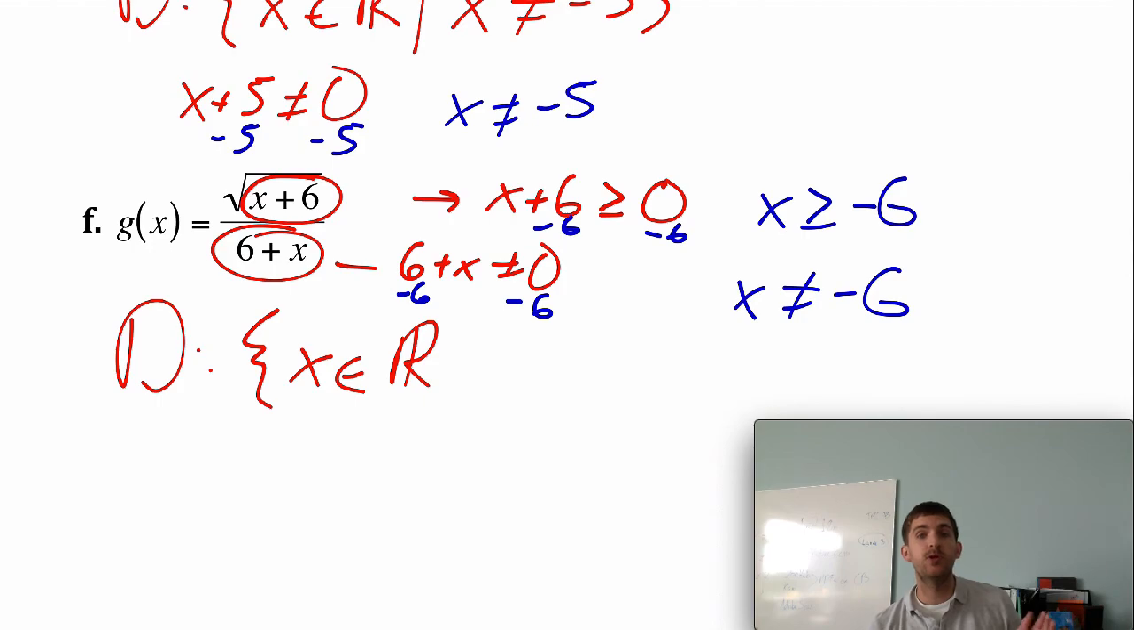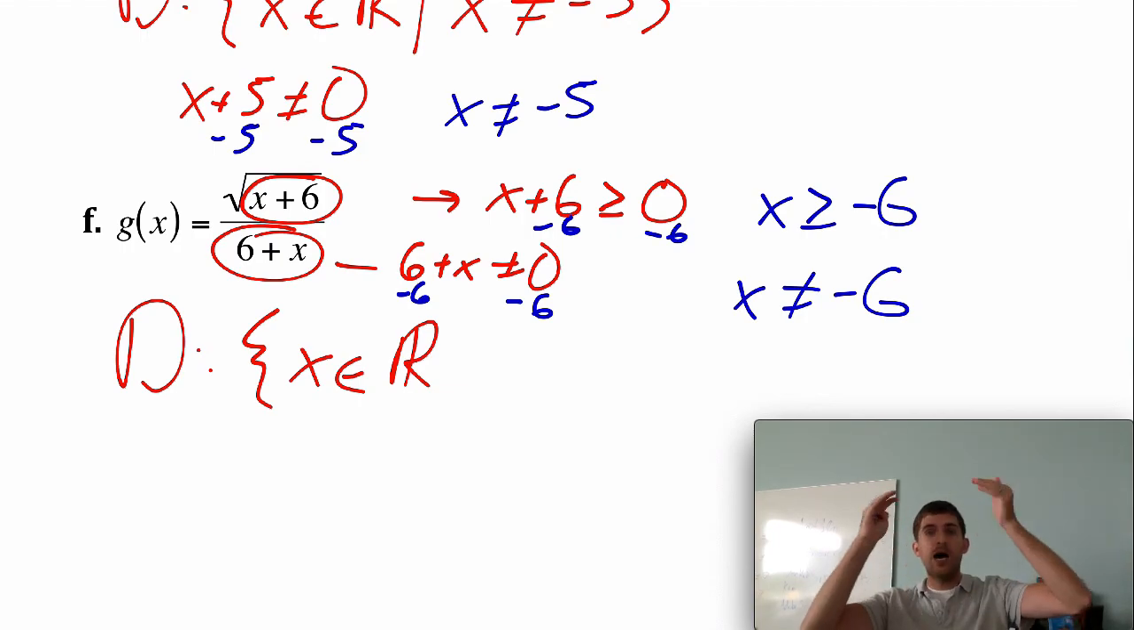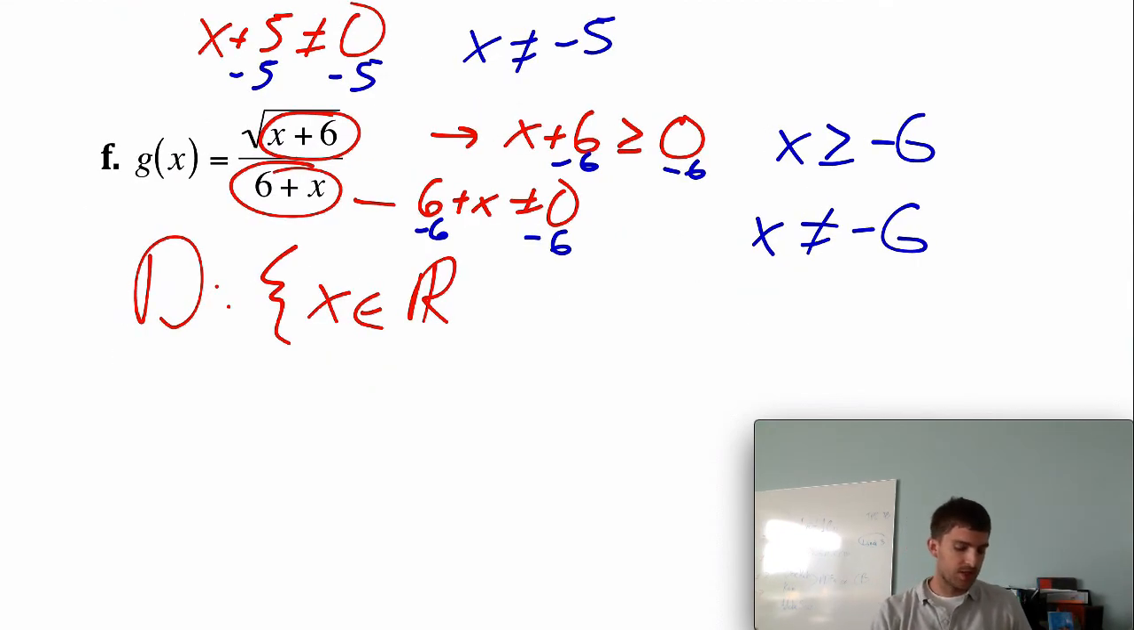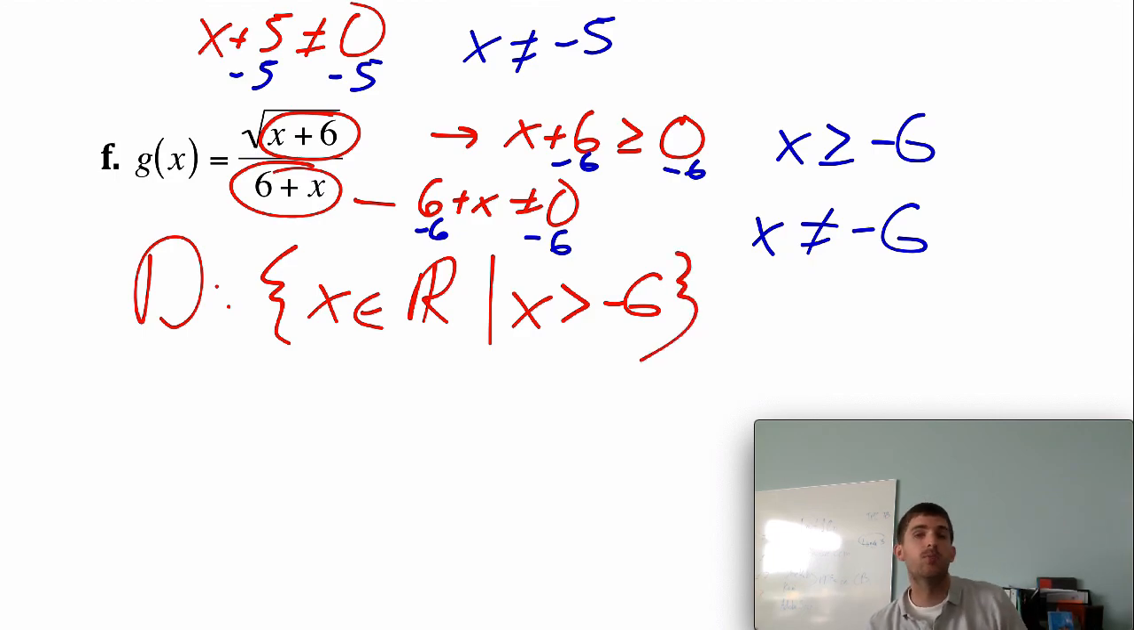So the top part says it has to be greater than or equal to negative 6, but the bottom says it can't be equal to negative 6. So we're going to merge those two together. The top part has to be greater than or equal to negative 6. The bottom part says we can't have it equal to negative 6. So we're just going to compromise, and say, okay, well then, x has to be greater than negative 6. It can't be less than negative 6, because that would make the numerator a square root of a negative. And it can't be equal to negative 6, because the denominator would then be equal to 0. So therefore, it has to be exclusively greater than negative 6.